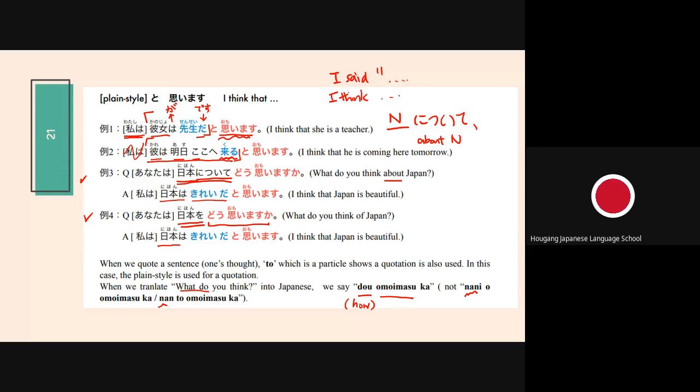Okay, so how do you think of something? Sushi wo do omoimasu ka? How do you think of the sushi? Okay, ramen wo do omoimasu ka? How do you think of the ramen? Okay, how do you think of something? Yeah, using this format. Okay, next.